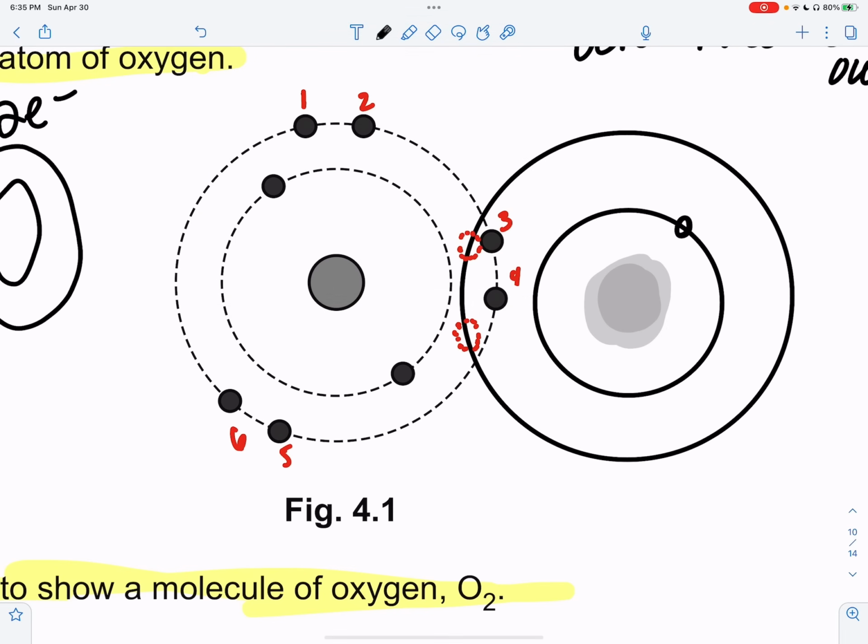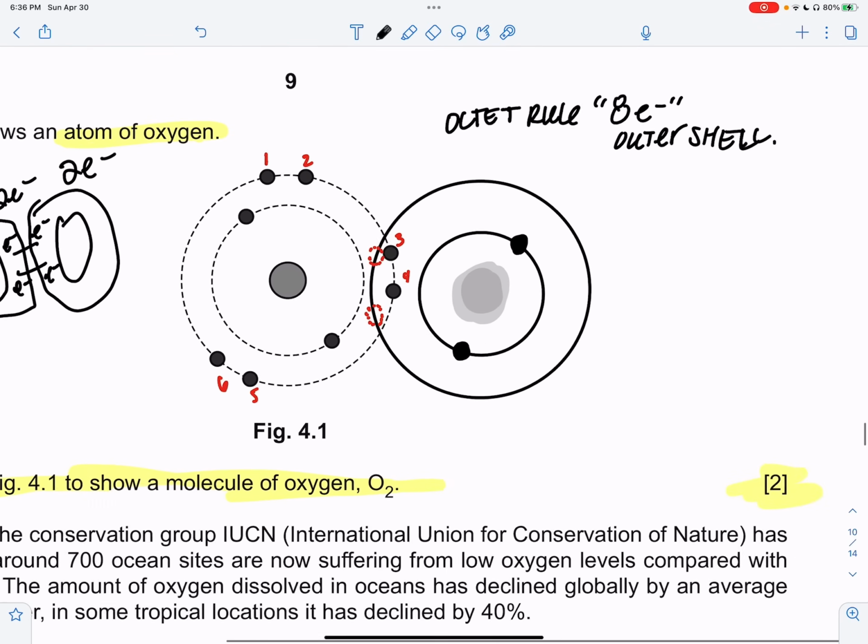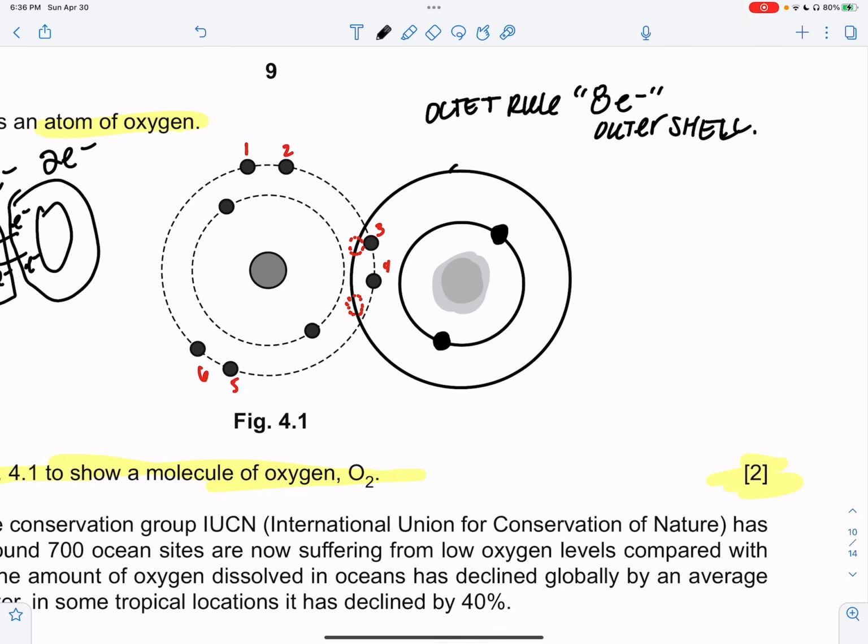And just because I haven't seen this question before, I'm going to duplicate what they have on theirs and then add what they wanted. And so oxygen has 6 valence electrons. Valence is outer shell. 1, 2, 3, 4, 5, and 6 are going to go right here.